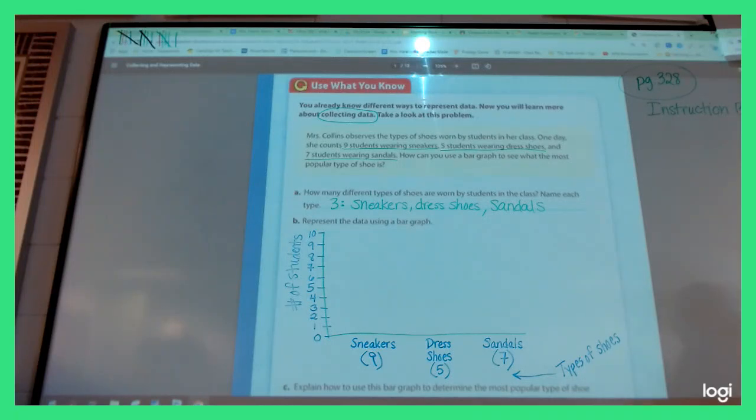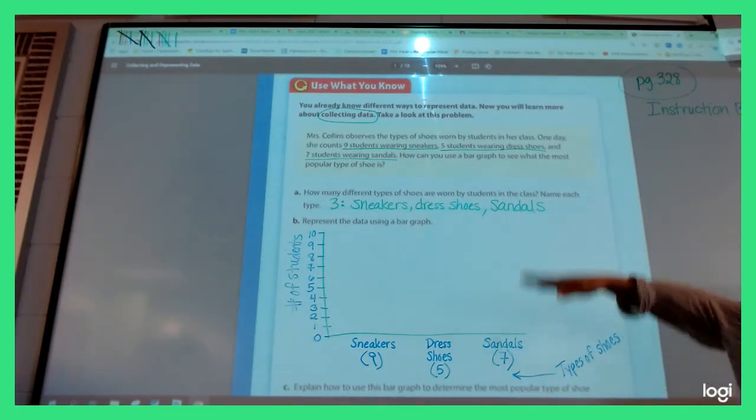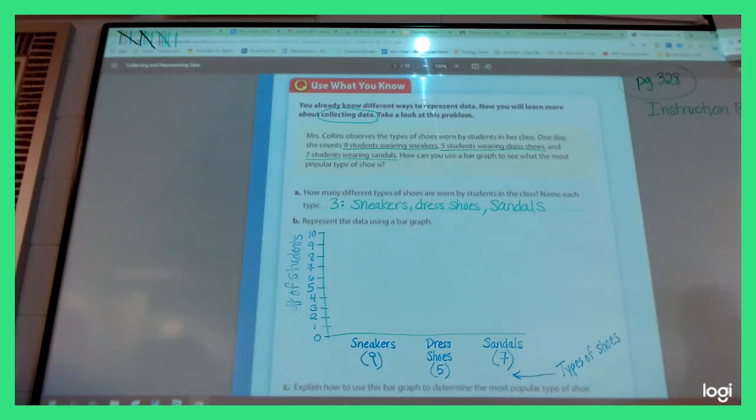Number of students. So we've got labels on the bottom. We know these are our types of shoes. And we know the numbers on the side show the number of students. So when I graph my sneaker column to make a bar graph, how far up do I go for my sneakers? You should all be able to know this. It's written on your paper. It's written on the board. Abby? Nine. I need to go up nine spaces.